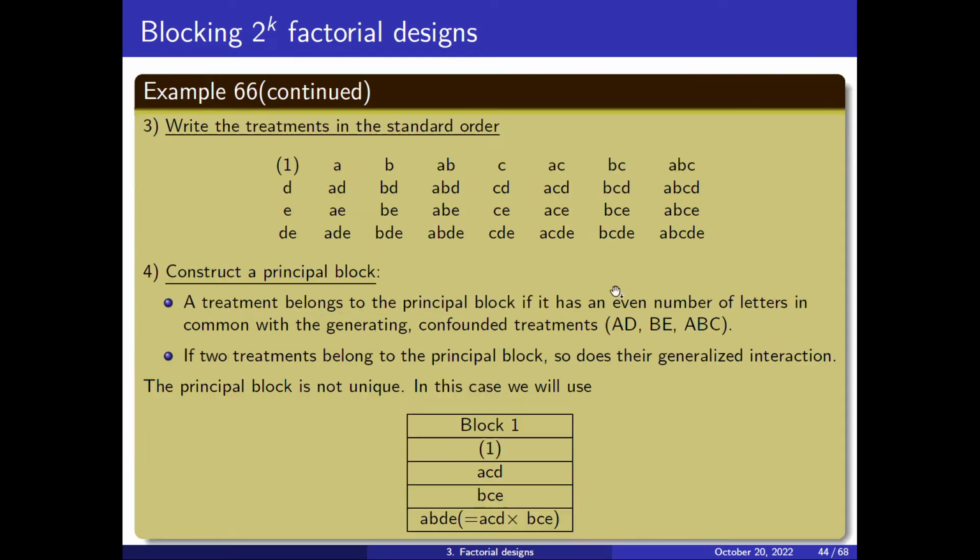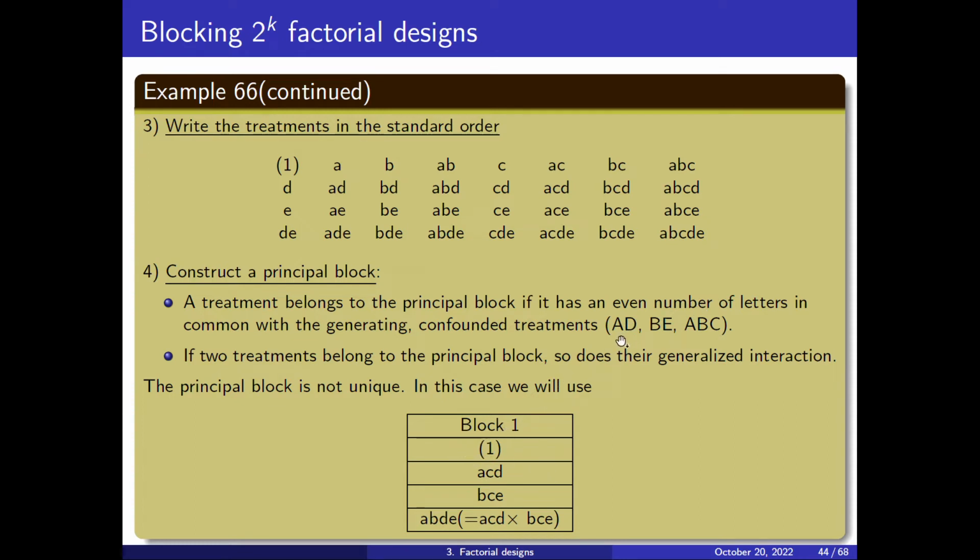If a treatment in any one of these has an even number of letters in common, then it belongs to block 1. So 1 doesn't share any letter with this, so that means that it shares 0 letters, but 0 is an even number, so it belongs to the principal block.